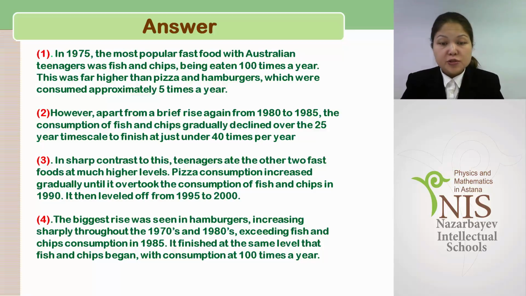In sharp contrast to this, teenagers ate the other two fast foods at much higher levels. Pizza consumption increased gradually until it overtook the consumption of fish and chips in 1990. It then leveled off from 1995 to 2000. The biggest rise was seen in hamburgers, increasing sharply throughout the 1970s and 1980s, exceeding fish and chips consumption in 1985. It finished at the same level that fish and chips began, with consumption at 100 times a year.